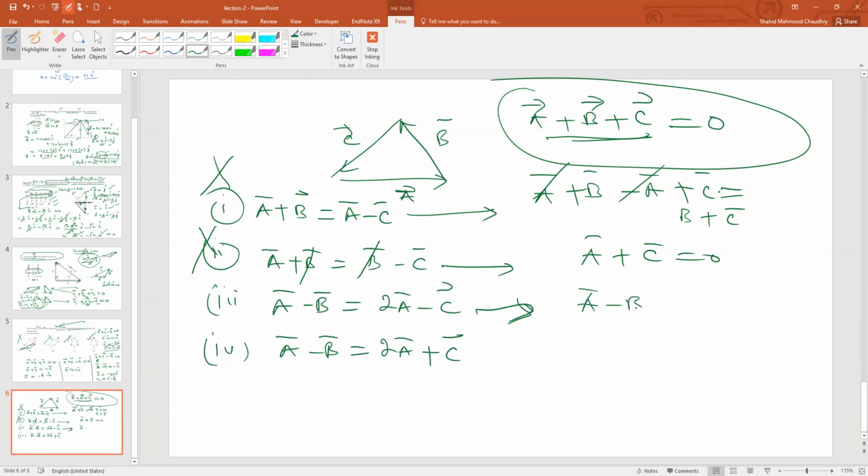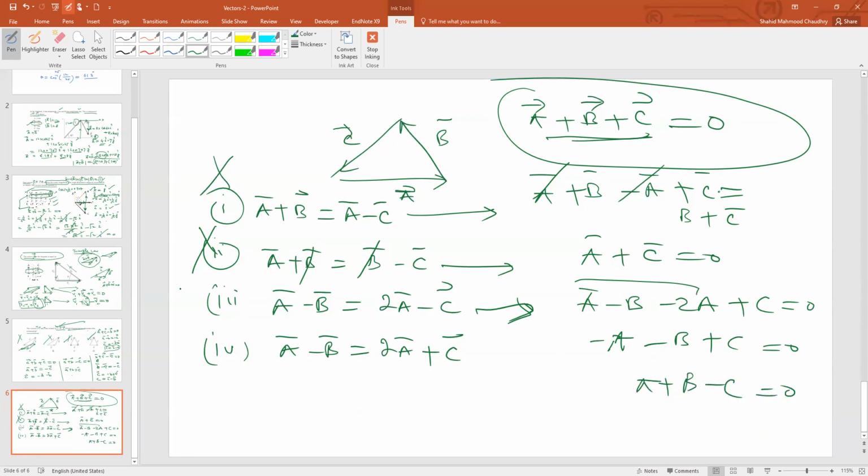The next is A minus B minus 2A plus C equal to 0. So here, minus A, if I solve this one, minus A minus B plus C equal to 0. If I take minus common, then A plus B minus C equal to 0. So this is also wrong. It's not equal to plus C.